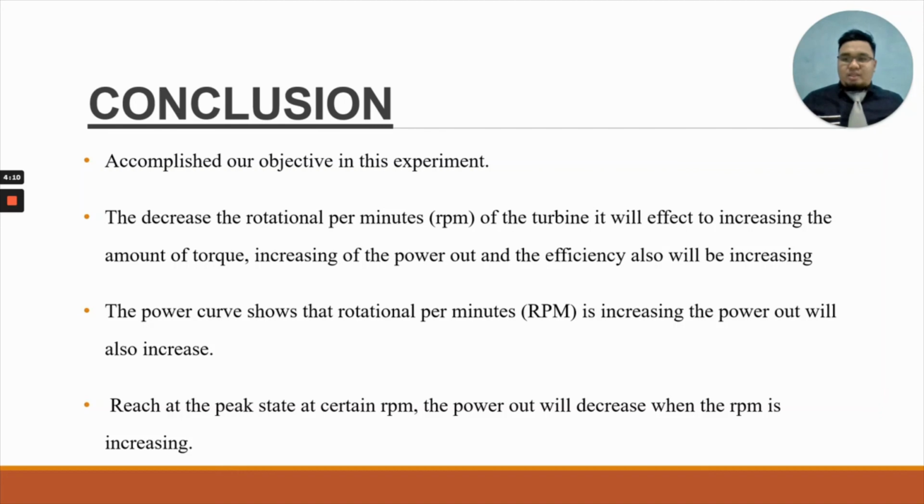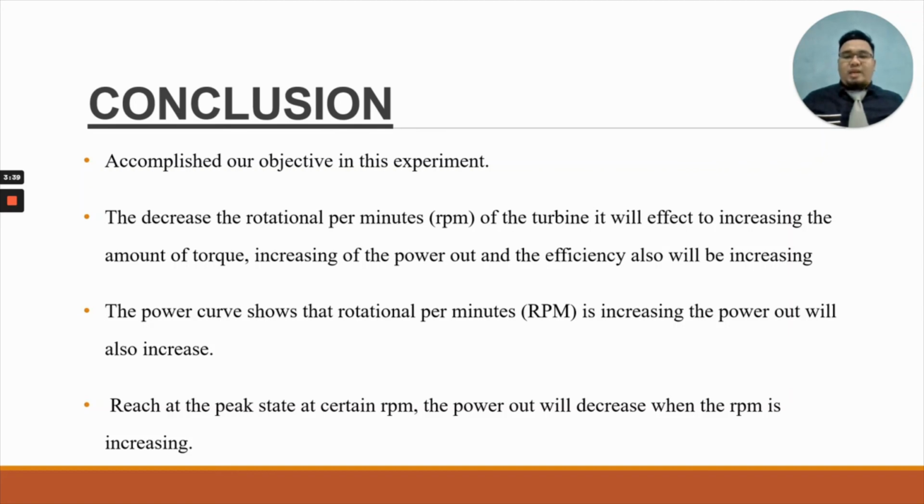And also we can see that the power curve shows that as the RPM is decreasing, the power output will also be increasing, but it reaches a peak level, and after that the power output will be decreasing.